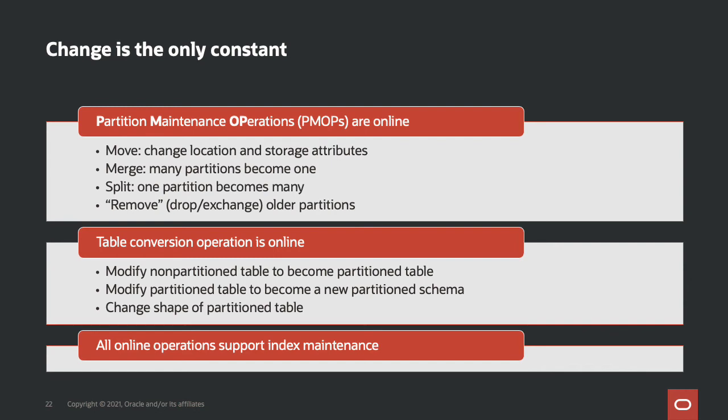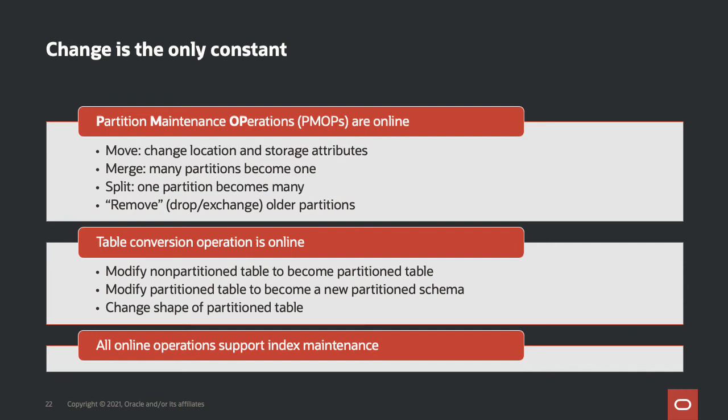This can be done in two ways. You could either drop old partitions, meaning completely remove the data from the system, or exchange partitions with empty standalone tables, which only logically removes the data from your system while preserving the data still in the system.